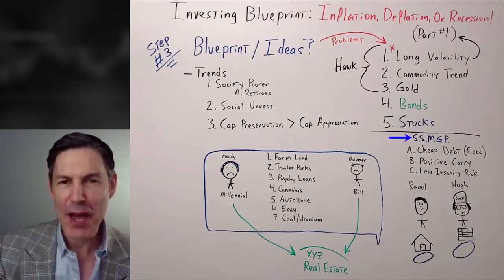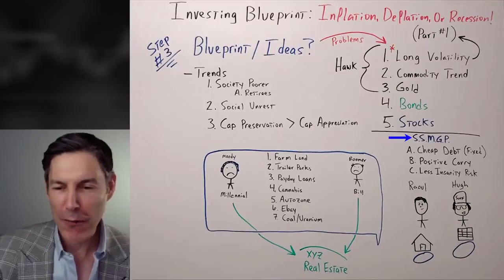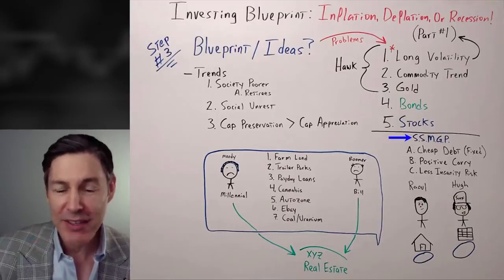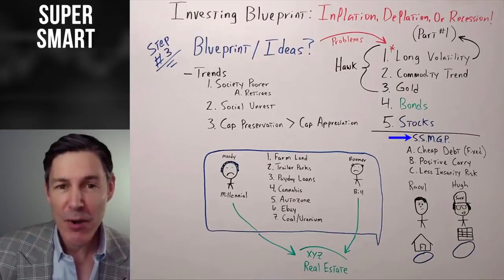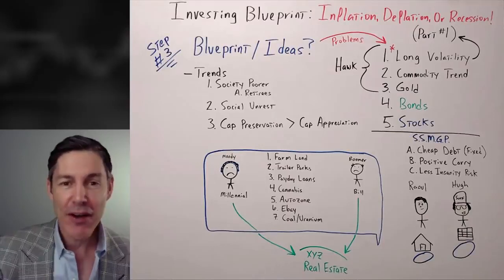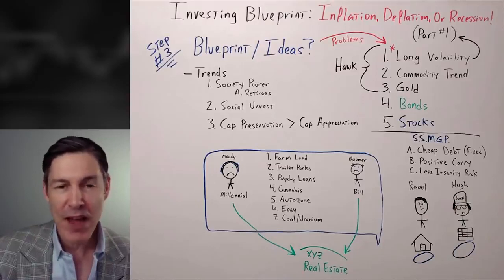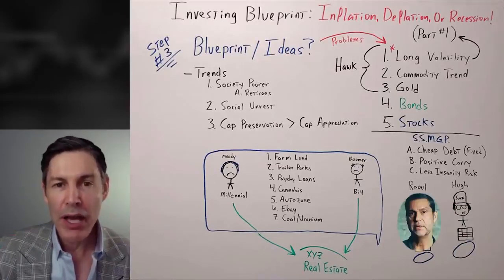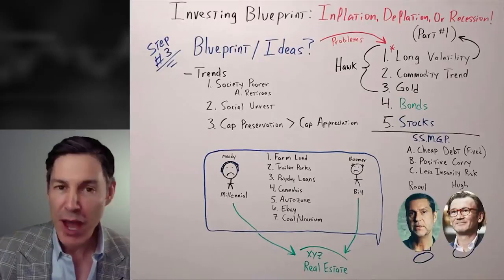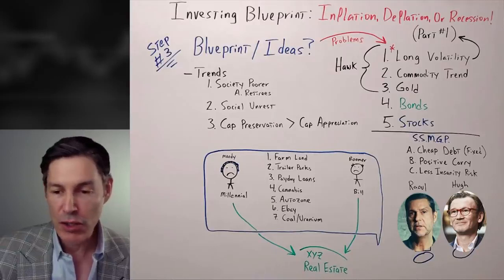Now we head over to the SSMGP. Just like the Fed, we have to have a 4 or 5 letter solution for everything. But what this is, the super smart macro guy plan. And I saw a video the other day, an interview that was fantastic on Real Vision between Raoul Pal and Hugh Hendry, who I just interviewed for my channel. If you haven't seen that interview, make sure you do so.